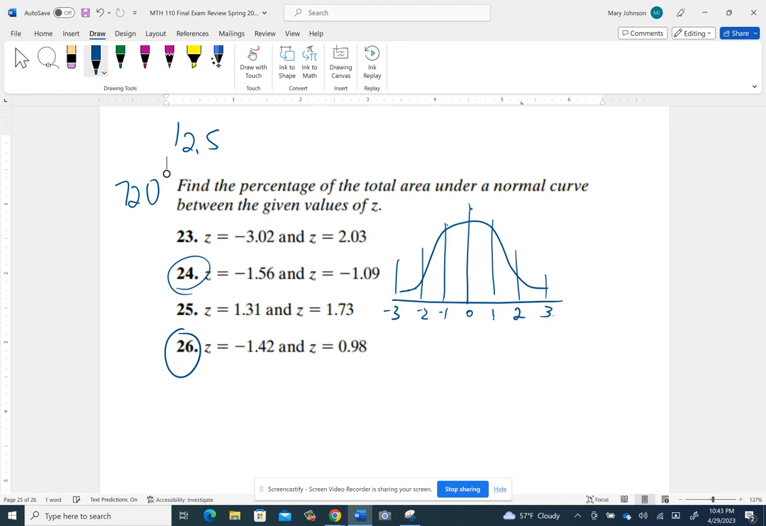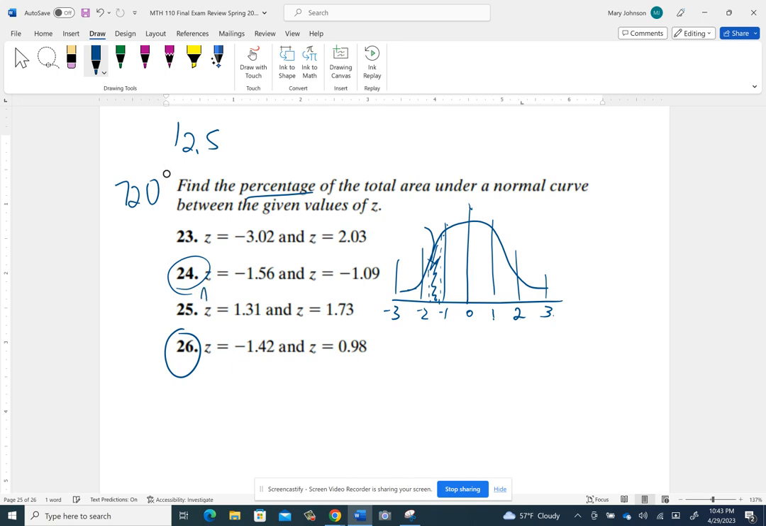I'm looking at 24. So a z of negative 1.09 would be a little past negative 1, and a z of negative 1.56 would be a little past halfway there, and they want us to get the area between those two, and it says percentage of the total area. Okay, so we want that right there.